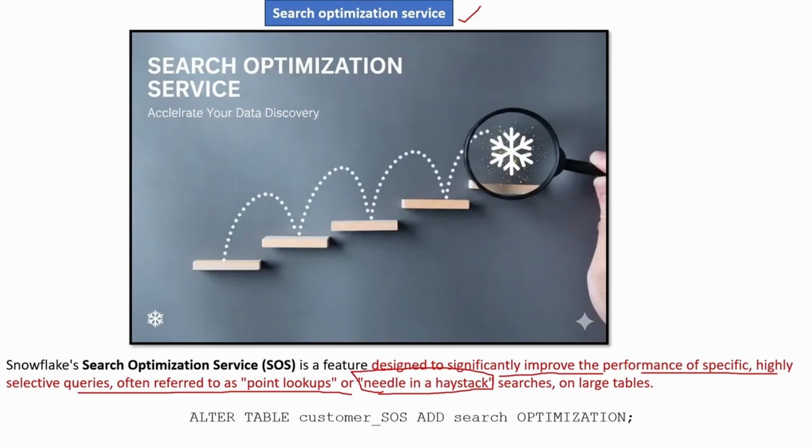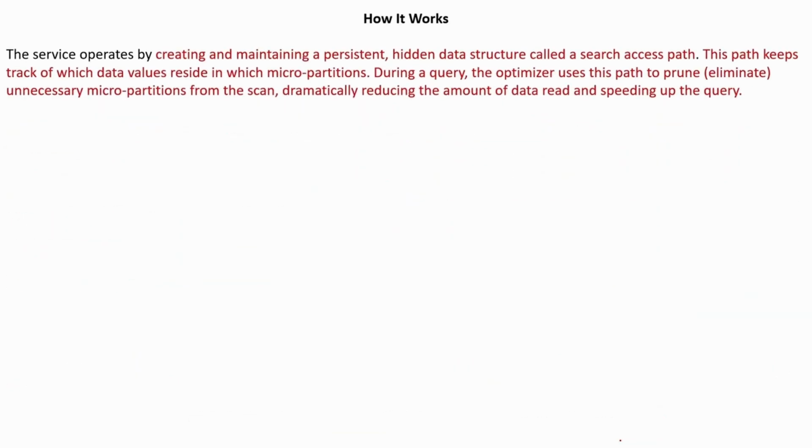Cool. This is the syntax for optimization. You can set the search optimization at the table level. You need to do ALTER TABLE name ADD SEARCH OPTIMIZATION, and once you run this query, search optimization is automatically enabled. Let's discuss how it works.